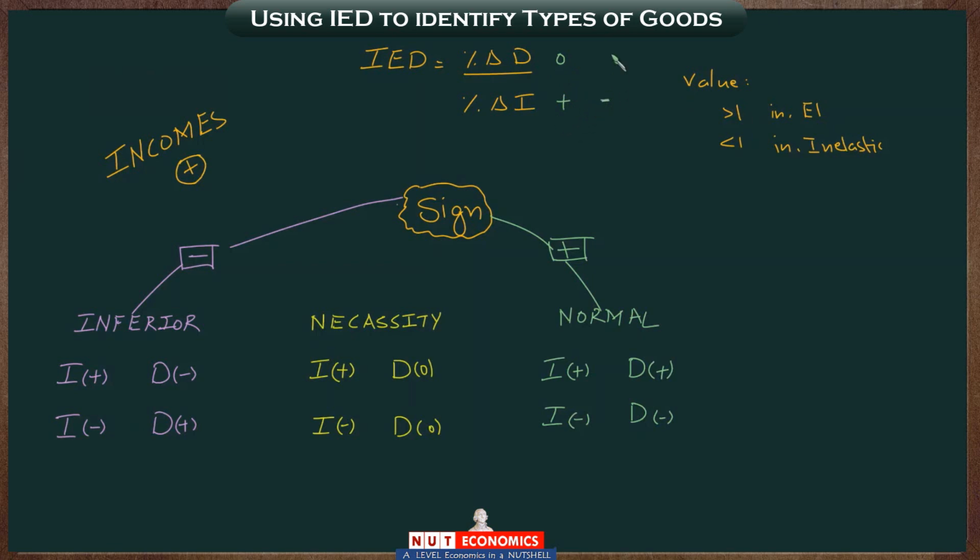Similarly, if incomes fall, there won't be any change in the demand for a necessity. So 0 change. 0 divided by a minus, again the answer will be 0. So from there, always remember that if the IED is 0, that tells us that we are talking about a necessity. So this is how we can use this concept of income elasticity of demand to identify different types of goods. This is the question that you will get very, very often. How can you use the concept of IED to identify different types of goods?